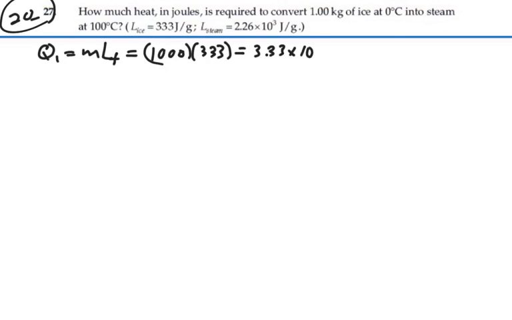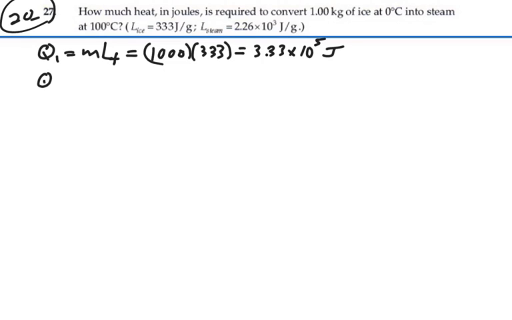So three heats added. If we look at the first one, let's call it Q1, that'll be the latent heat for fusion of the ice into water, and we have 1 kilogram, which would be 1,000 grams, times 333 joules per gram, and this will give us 3.33 times 10 to the 5 joules for that phase change.